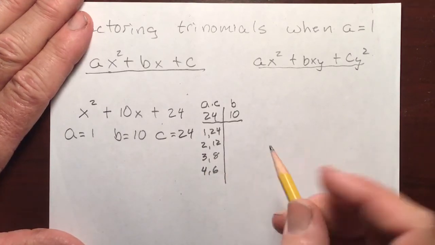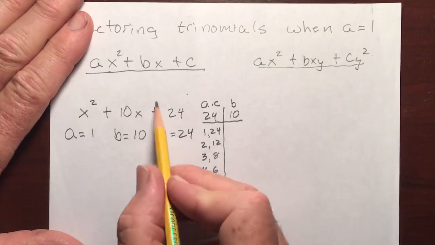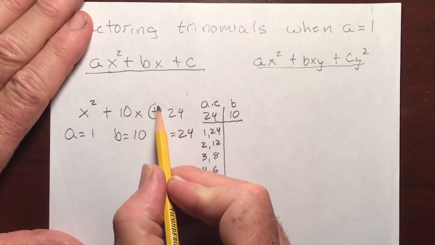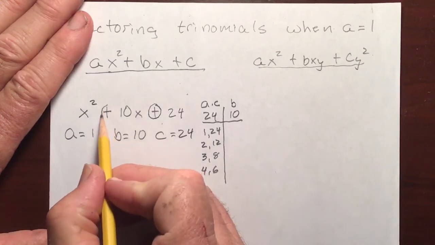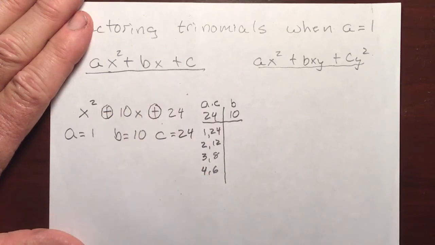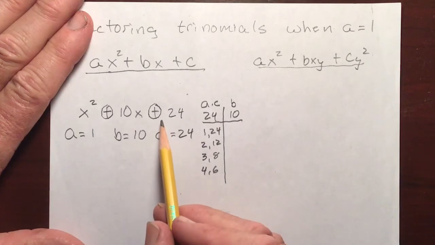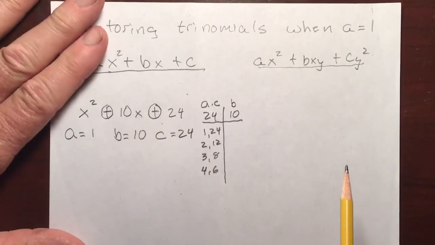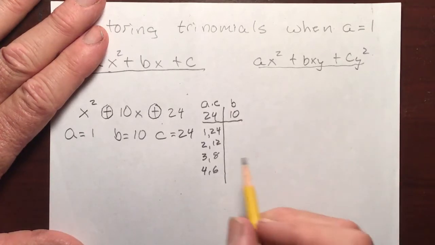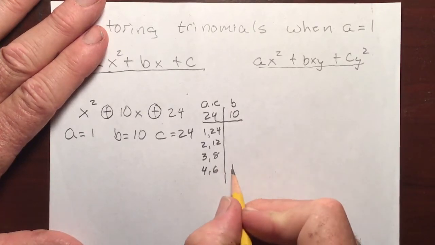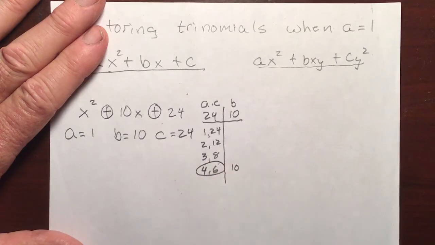Here's the key right there. That's telling me that the pair of numbers I'm looking for have the same sign. They're either both positive or both negative, and this tells me what that sign is. So I know they're both positive. Which one of these pairs adds up to 10? Well, 4 plus 6 gives me 10. That's going to be my pair.